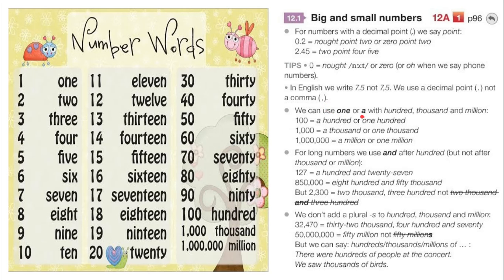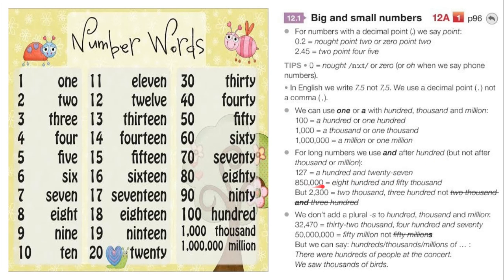Okay. So that's how we use it. Also, we can use one or a with 100, 1,000, and a million. For example, we say a hundred or one hundred, a thousand or one thousand, and a million or one million. Another thing for long numbers, we use "and" after 100. For example, 101, 127, 598. Okay, but not after thousands and millions. Here we have other examples, 127. Even though you can say "a hundred and twenty-seven," you can omit "and" and it is perfectly fine.